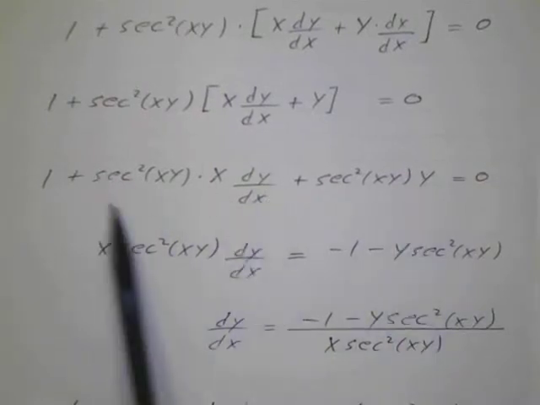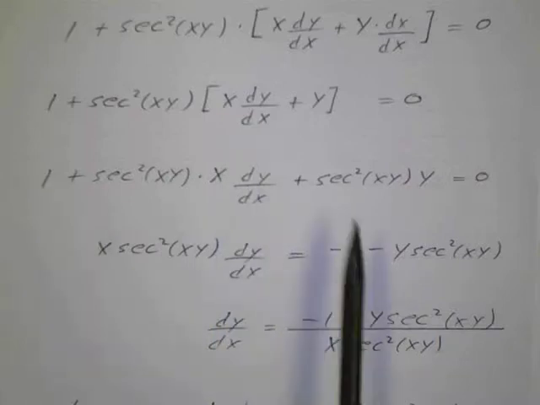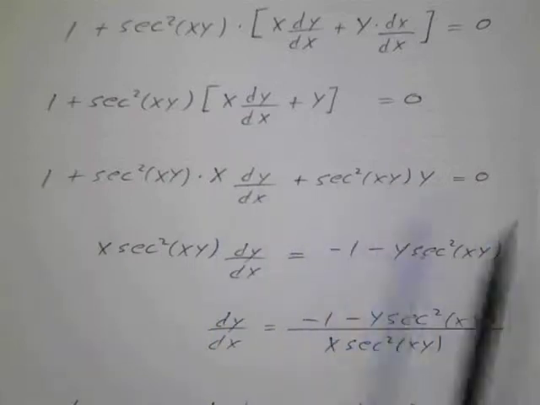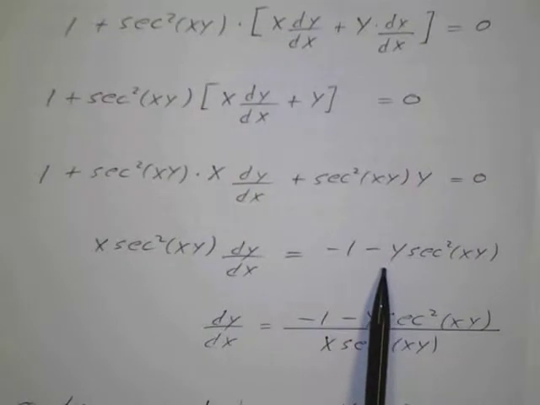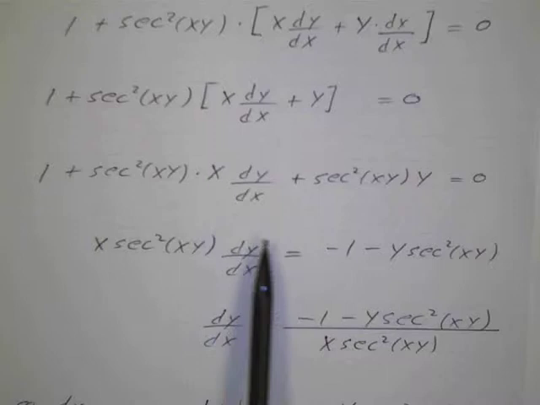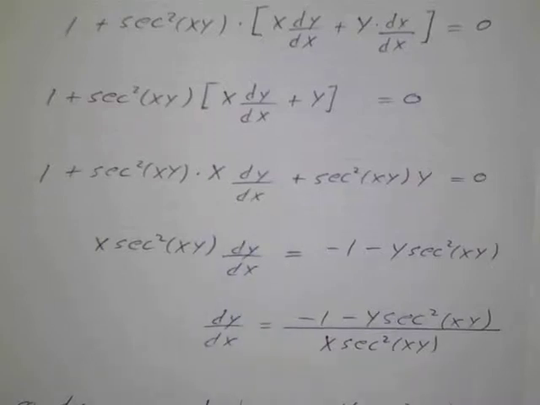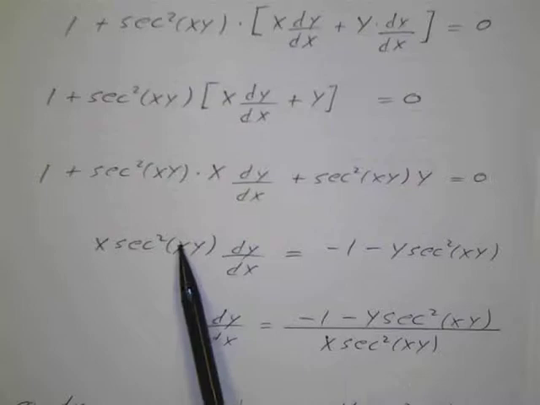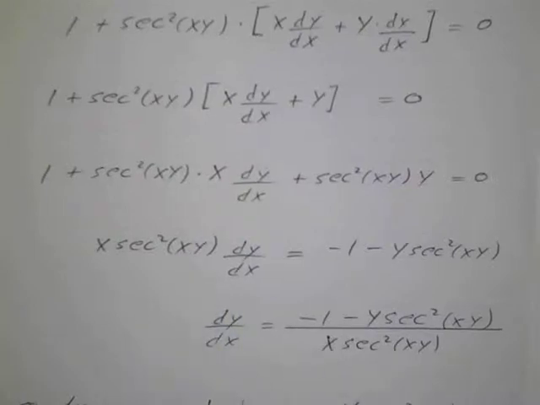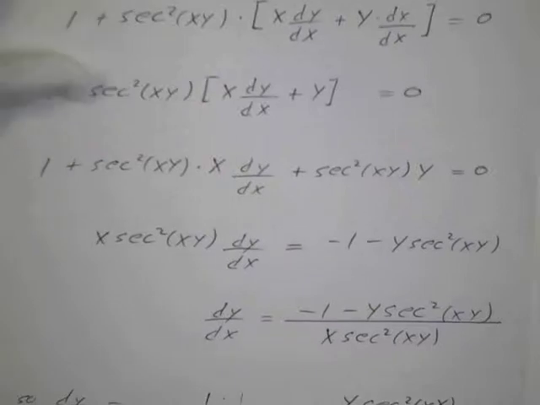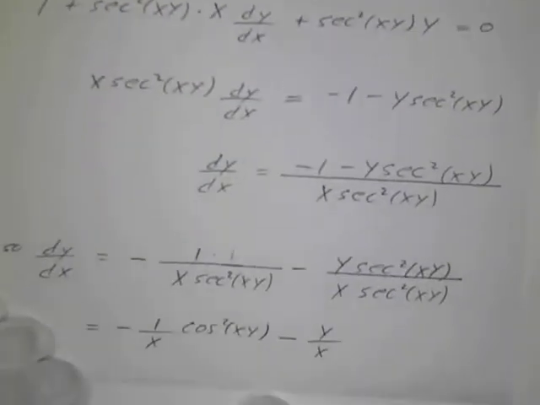And then again, I want to isolate my dy/dx term. I only have 1 of those, so everything else goes on the right. So the 1 goes on the right, becomes a negative, and the y secant squared xy goes on the right. And then I want to solve for just my dy/dx. I'll have to divide by this. So I divide both sides by x secant squared xy. So this goes on the bottom. So that's kind of a raw form of the answer. We'd like to simplify a little bit, which we can.